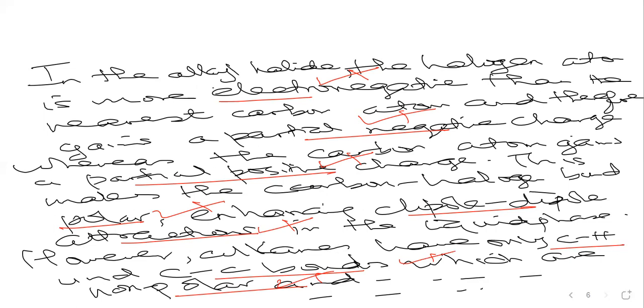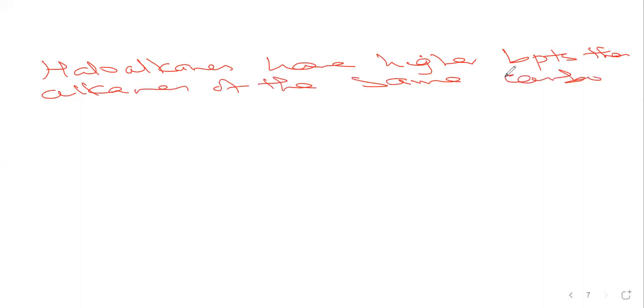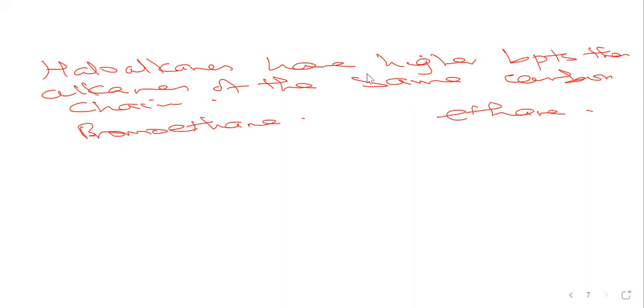The other thing I want us to explain, still about boiling points, is that haloalkanes have higher boiling points than alkanes of the same carbon chain. Let me give an example. Bromoethane is a haloalkane. I can also have another alkane called ethane. Bromoethane has the formula CH3CH2Br. Ethane has the formula CH3CH3.